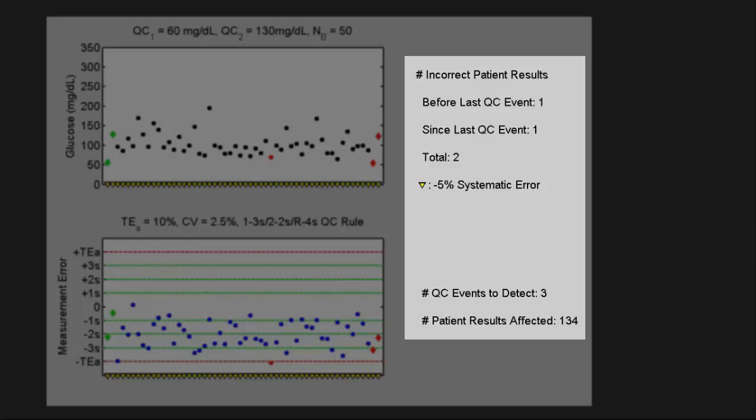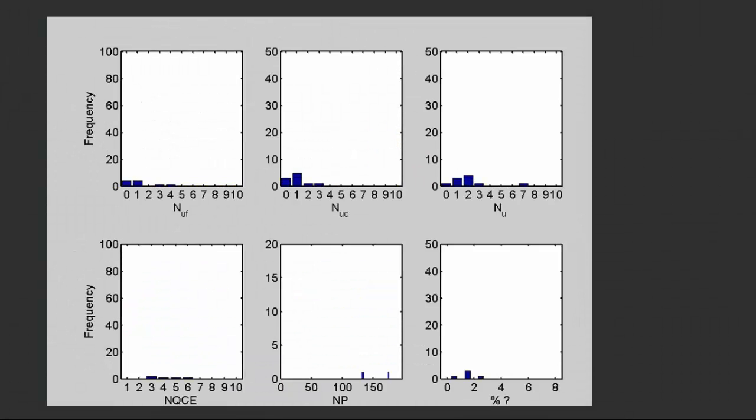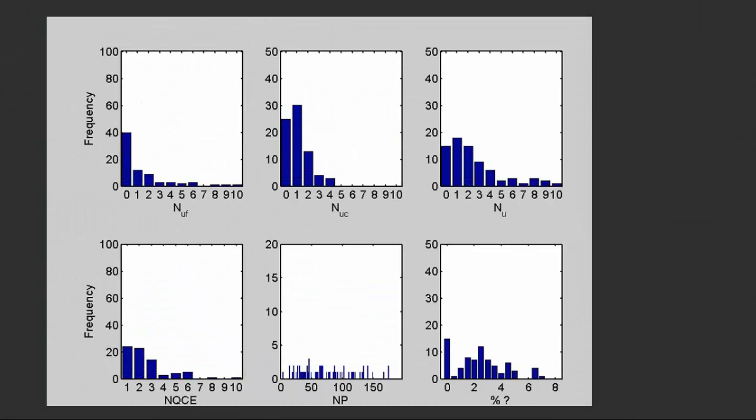134 patient samples were affected. 2 of the results were not fit for their intended use. 1 of those was prior to the last good QC event, and 1 was after. What if we repeatedly simulated this exact same out-of-control situation over and over?